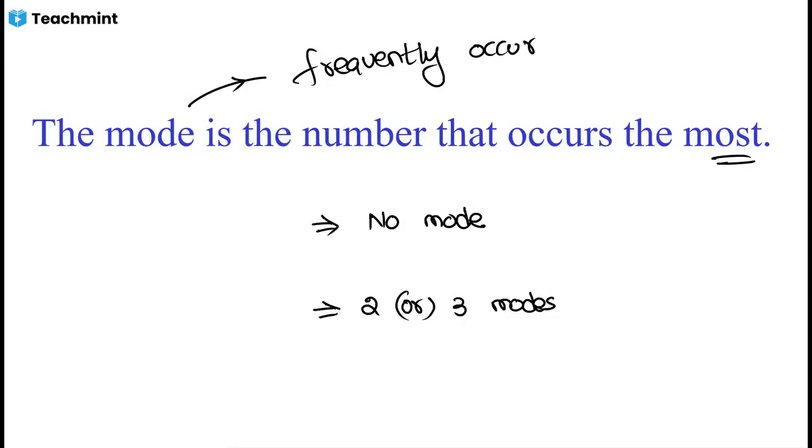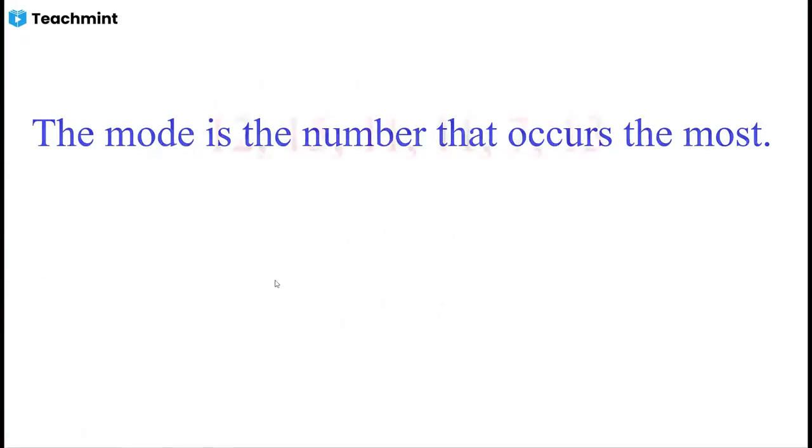You get no mode when no data is repeated and every number occurs only one time. Then there is no mode, my dear friend. When will you get two or three modes? Suppose I have a data set where 12 came two times, 11 came two times, and all the remaining data came one time. Then 11 and 12 both are modes. Both will be considered as modes. Right. Now, you can see that here.